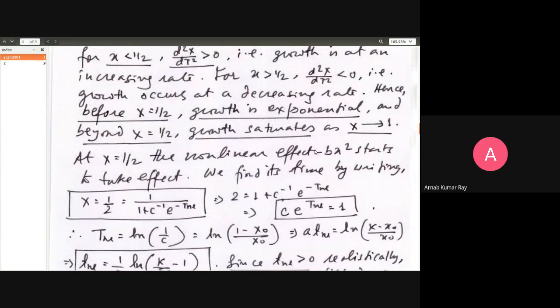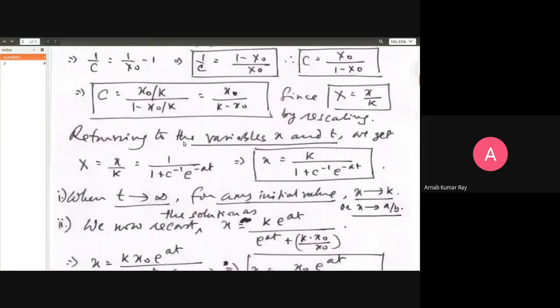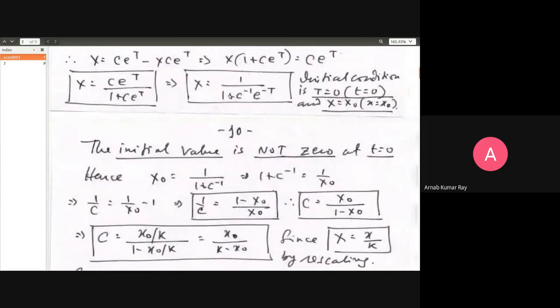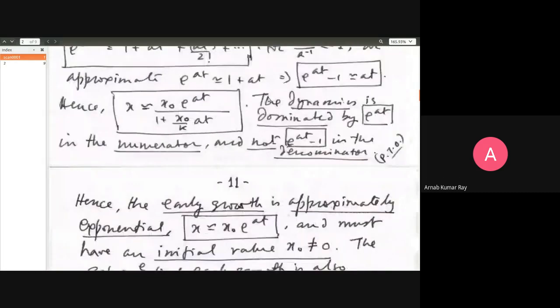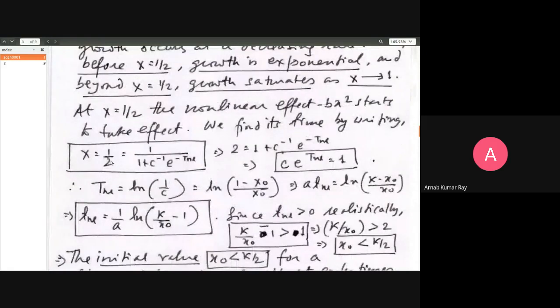What is the time for this thing to happen? We already have a formula. Capital X is equal to 1 divided by 1 plus c raised to minus 1 e raised to minus t. So we know that capital X equal to half is the transition behavior. So putting half over here, we should be able to find the time scale for the nonlinear effect to happen. So let us see. That is what we are doing. Capital X is equal to half is equal to 1 divided by 1 plus c raised to minus 1 e raised to minus t, capital T, nonlinear.